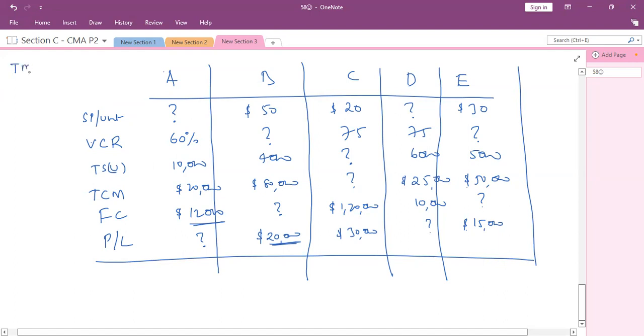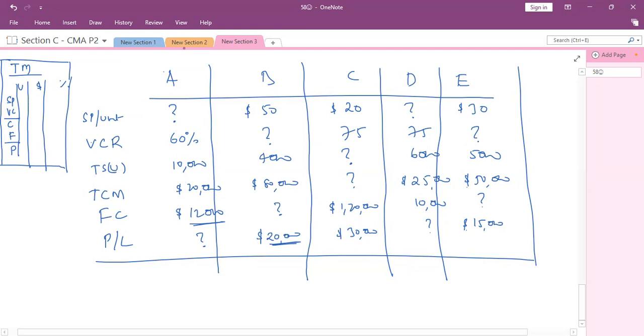What is the table method? Units, dollar, percentage. Selling price, variable cost, contribution, fixed cost, profit. This is in units. This is in dollars. This is in percentage. Use this table method, if not the equation method, and solve the questions. 5 minutes time.